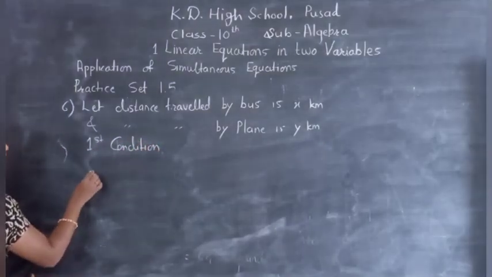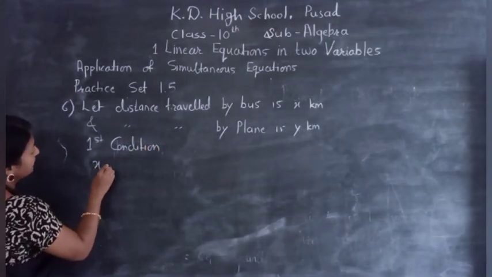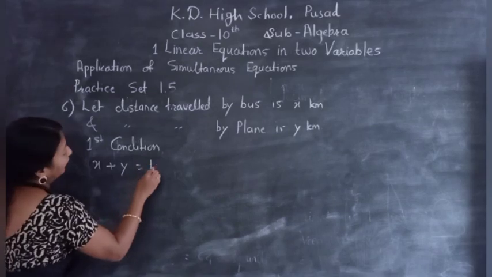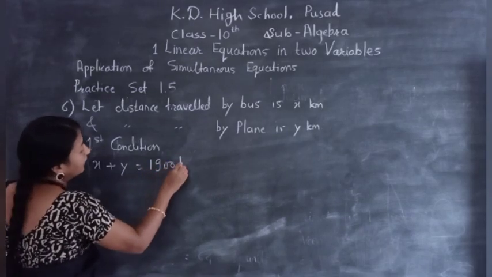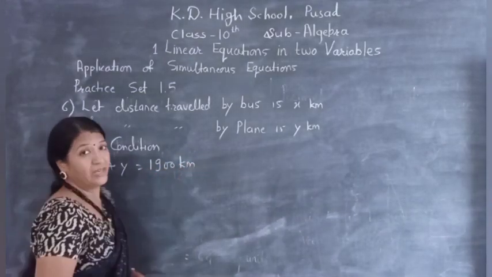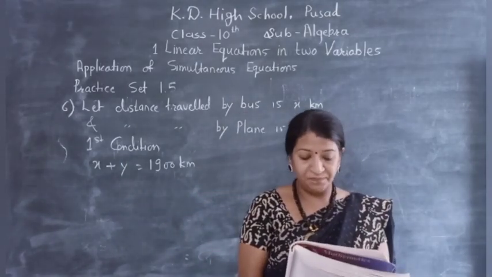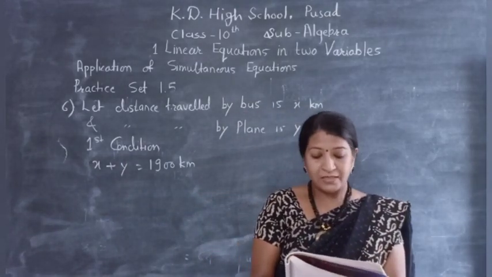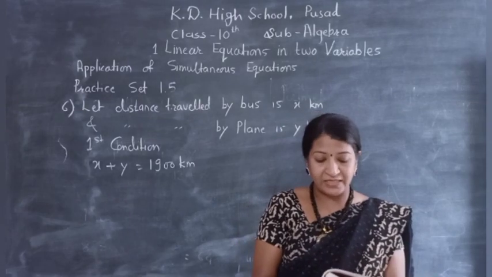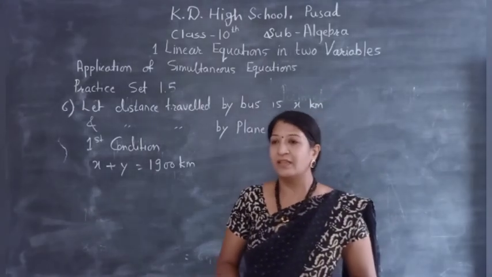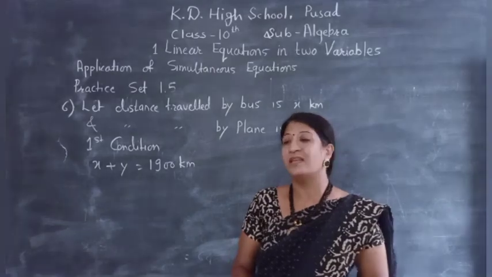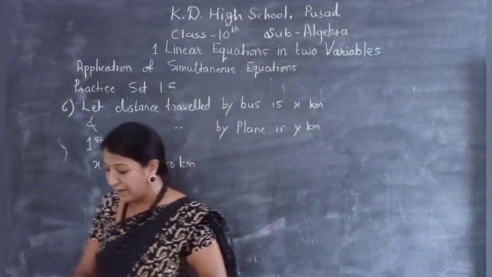Yes, it is x plus y is equal to 1900 kilometer. Very simple. Okay, now the second part. Vishal traveled by bus with the average speed of 60 kilometer per hour. The average speed of the bus is 60 kilometer per hour.